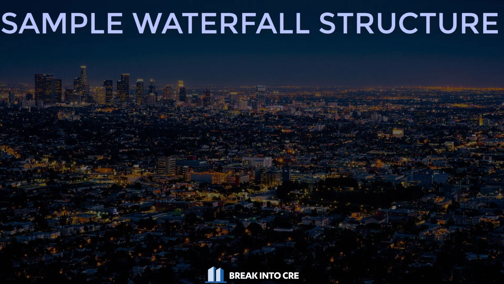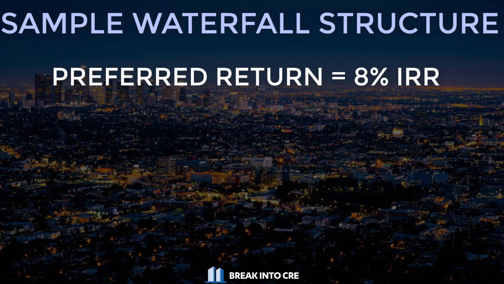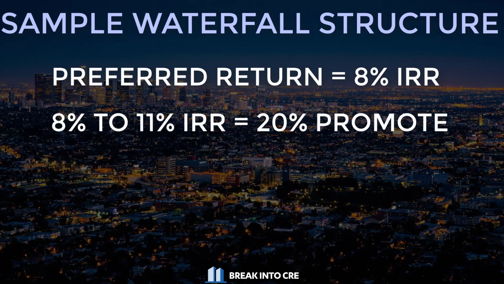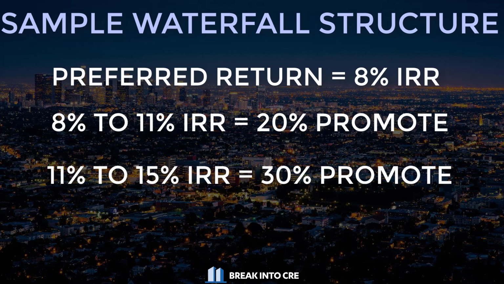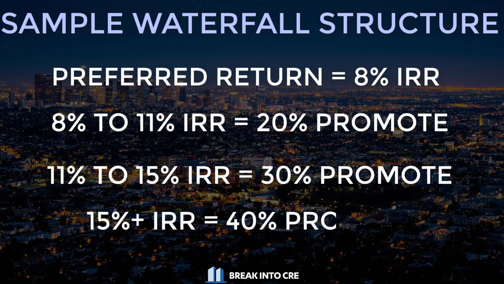So for example, you might see a deal with a preferred rate of return of an 8% IRR, with anything over that 8% IRR but below an 11% IRR yielding a 20% promoted interest to the GP, anything above an 11% IRR and below a 15% IRR yielding a 30% promoted interest to the GP, and anything above a 15% IRR yielding a 40% promoted interest to the GP. And again, this incentivizes the operating partner to make decisions that will maximize returns for the partnership as a whole and reward strong investment performance that meets or exceeds return expectations.